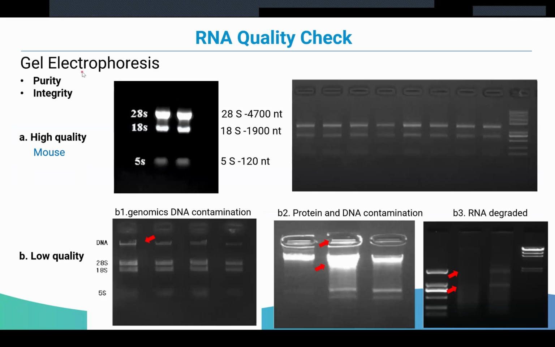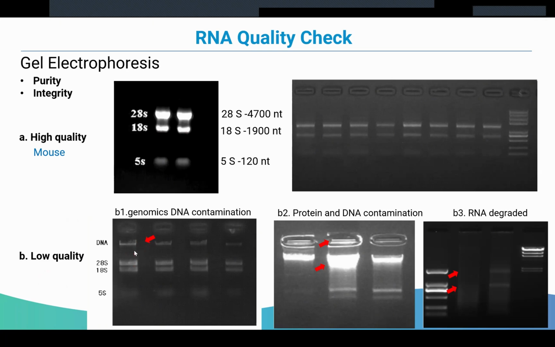For typical eukaryote species such as mouse, the total RNA gel electrophoresis result looks like this. Here is a band for the 28S ribosomal RNA, this is a band of the 18S ribosomal RNA, and the 5S ribosomal RNA. For high quality total RNA, there are very clear bands of the ribosomal RNA here, and the brightness of the 28S is about double the 18S.